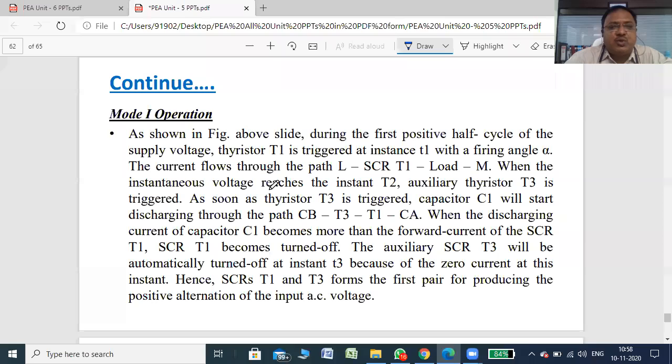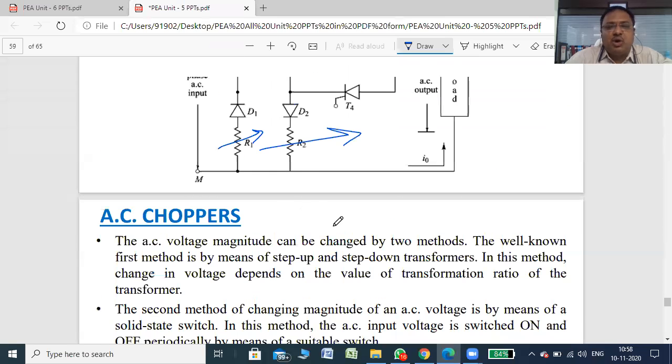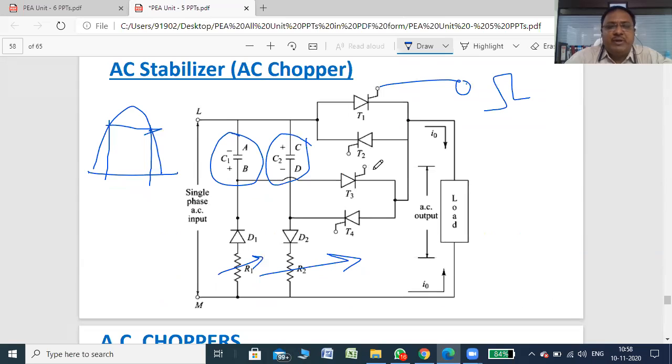Then when the instantaneous voltage reaches the instant T2, the auxiliary thyristor T3 is triggered. I'll just show you the auxiliary thyristor T3. This will be triggered, and then the voltage will be delivered through this thyristor and will be available at the anode of SCR T1. If this voltage is more positive than this voltage, then SCR T1 turns off.